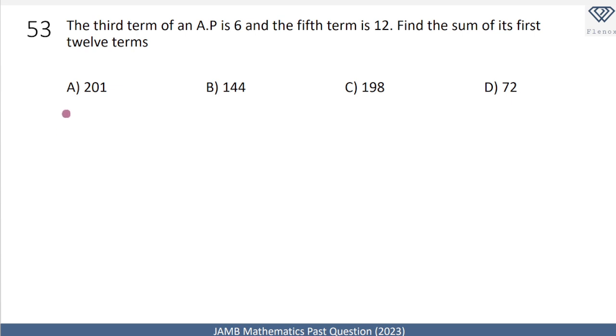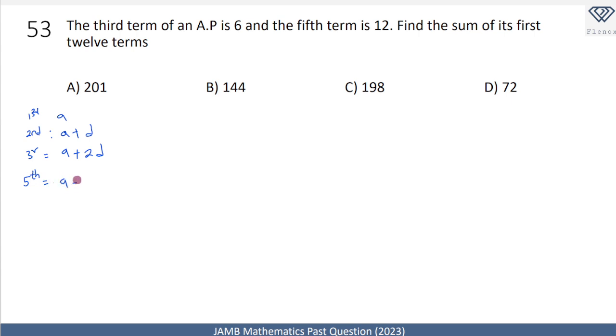Now we know that the first term of an AP is given as A. The second term is given as A + D. Now the third term is given as A + 2D. Now we can infer there, and we know that the fifth term now is just going to be what?